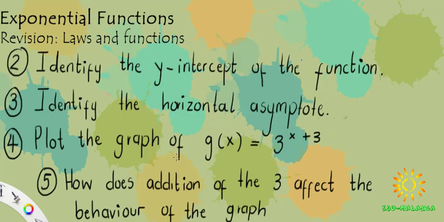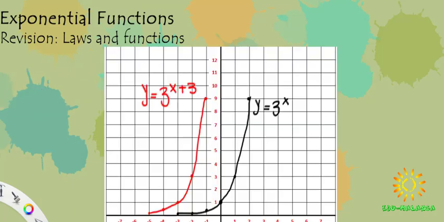The last question, question 5, asked us to describe how the addition of the 3 affects the behavior of the graph. So we have to look back at this graph, and what can we see? Originally, when you have y is equal to 3 to the power of x, the graph is here, and when you've added 3, the graph has undergone a translation. It's moved to the left, and by how much has it moved? Let's do a calculation. We'll use the points.